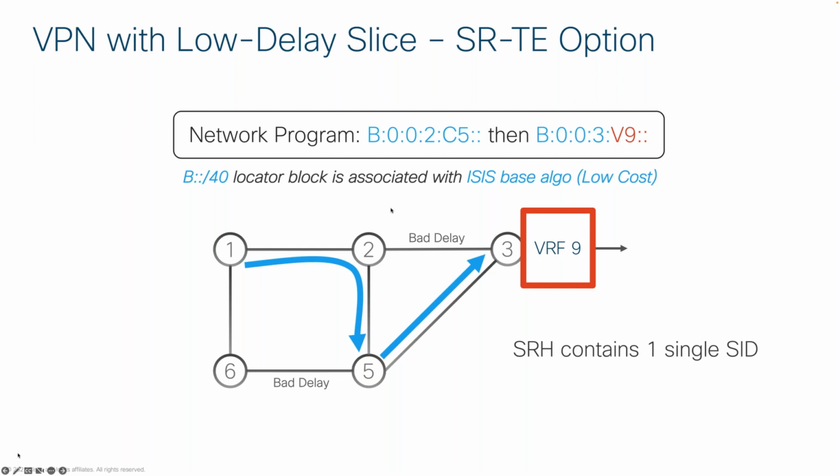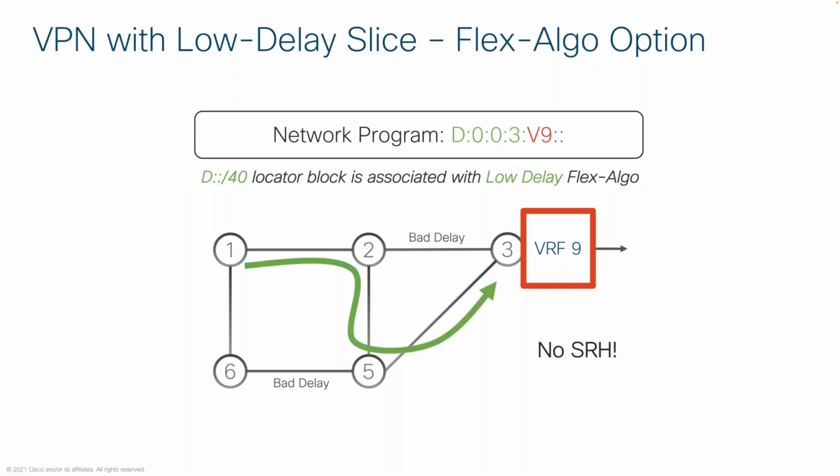But we don't really need to do that if we implement a new algorithm in our IGP flex algo that uses a new locator block that's associated with it, right? So node 3 would then advertise 2 SIDs of 03V9, one with block B, which is for the shortest path, and one with block D, which is the lowest delay algo. And the IGP would compute these topologies based on, for this algorithm, the delay that's observed on its links.